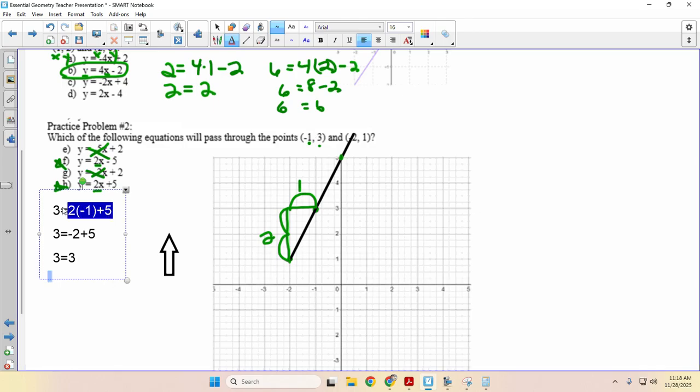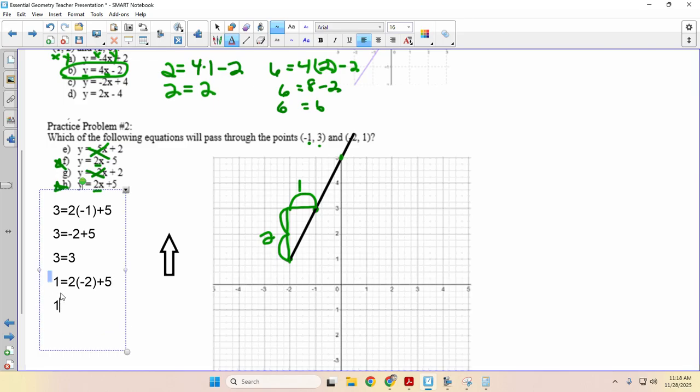Okay, so I'm going to do the same thing, but instead of using -1 and 3, I'm going to use -2 and 1. So where the y is, I'm going to put a +1. And where the x is, I'm going to put -2. And if this is a true statement, then I know that these 2 points are on my line.